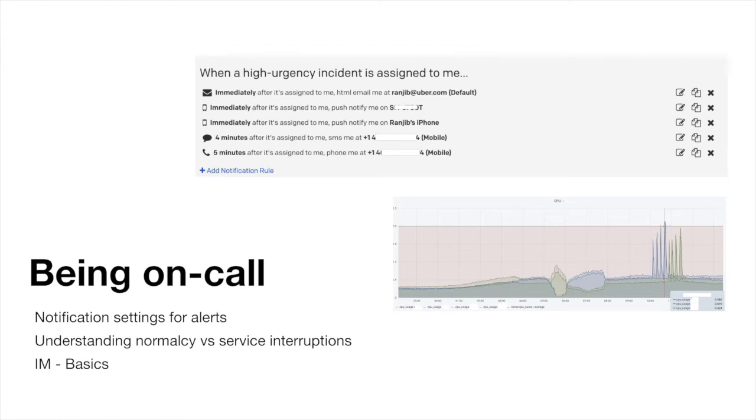Then there are other tangential things. For every system that we go on call for, it is very important to understand what normal means, what normalcy is, because interruptions are basically deviations from normalcy. There is noise that is part of the regular signal, and the on-call person should be able to distinguish what is noise versus what is actually an interruption.